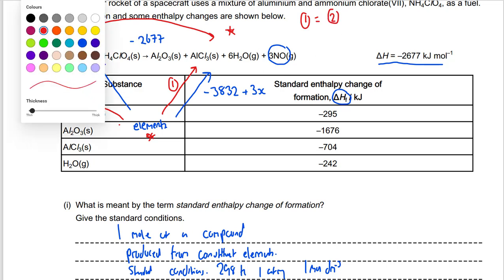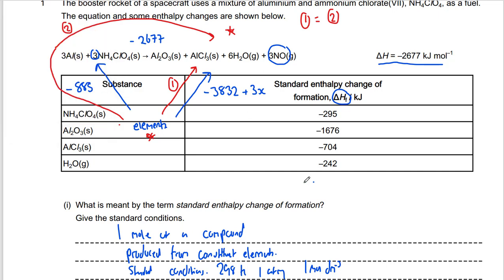That's a really useful equality, because that means that route 1, which is minus 3832 plus 3x, is equal to minus 885 plus minus 2677. And we can simplify that even further, because minus 885 plus, sorry, plus minus 2677, my bad, I've missed a negative sign there. Let's be careful of that, it's easily done. It gives us minus 3562.